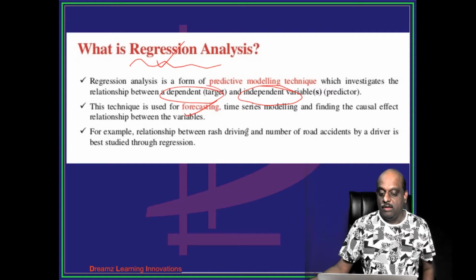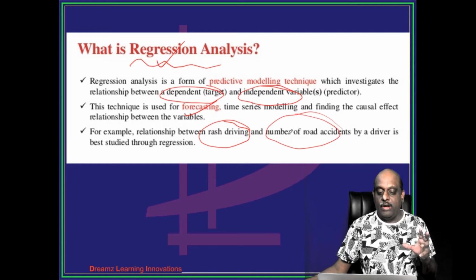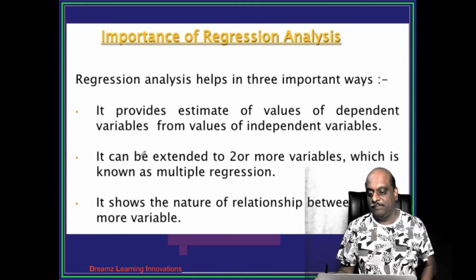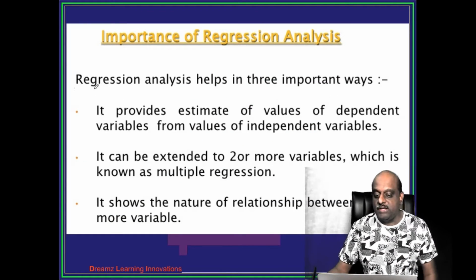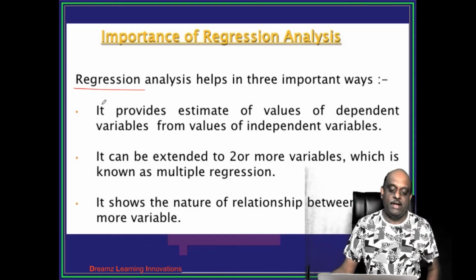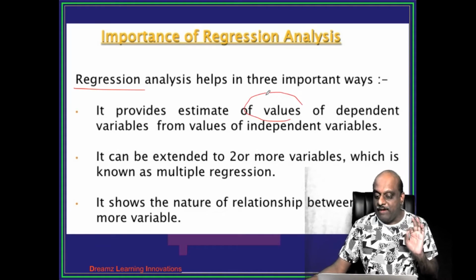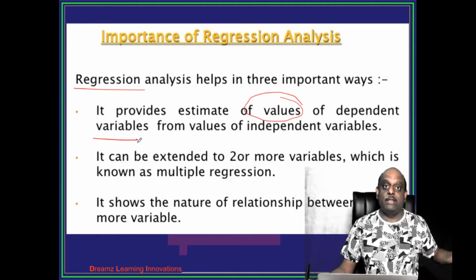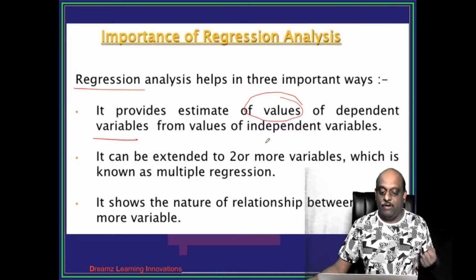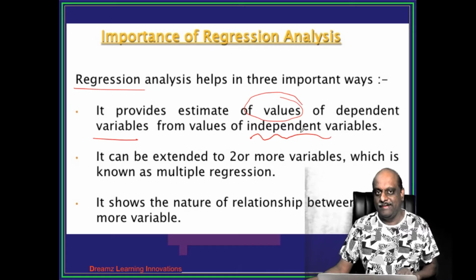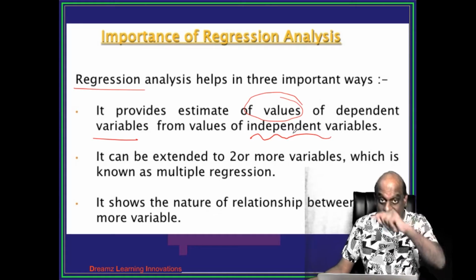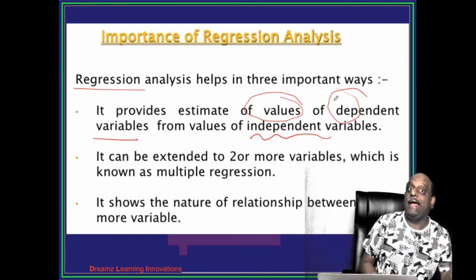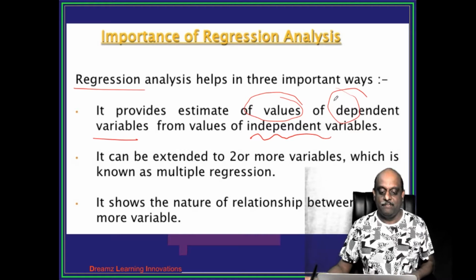Typically, for example, you want to know rash driving and the number of road accidents by a driver. You want to compare the two, then the best test will be regression. So why do we do regression analysis? Three reasons it will help. It will provide an estimate of the values of the dependent variable. You can calculate the dependent variable, that means how many accidents are going to happen, from the values of the independent variable, the rash driving guy. How many rash driving drivers are there? If you want to calculate the dependent variable from the independent variable, then you use regression analysis.